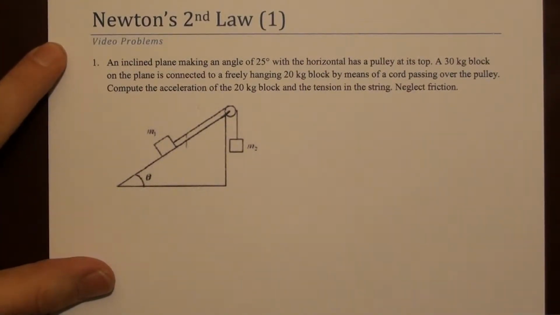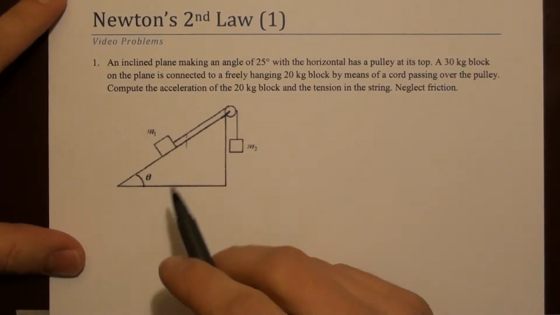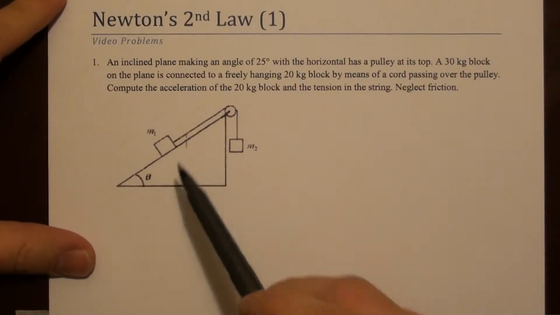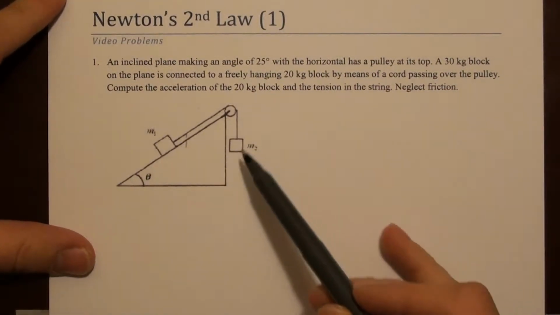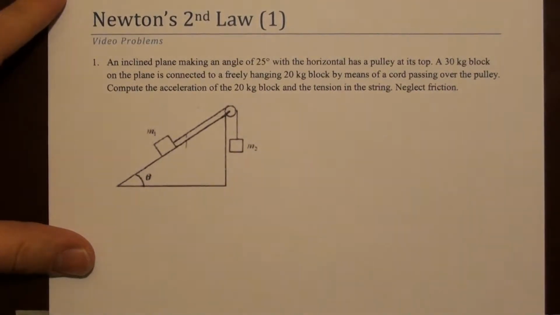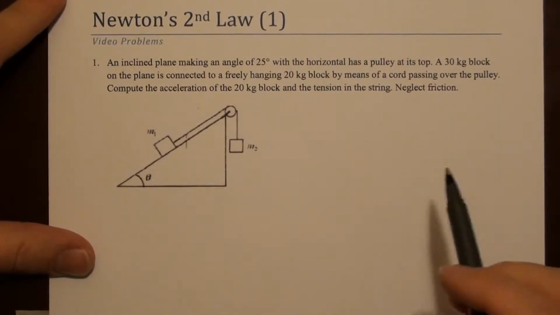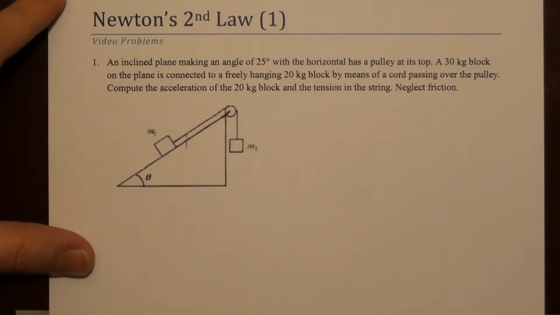This is an example of a dynamics problem with two bodies. Okay, we have a block on an inclined plane connected via a cord over a pulley to another block. The system is free to move. We're told to neglect friction.